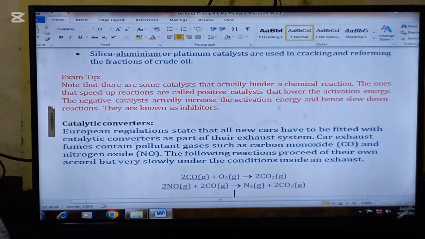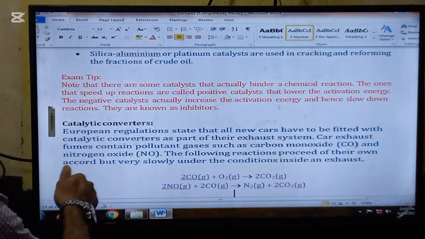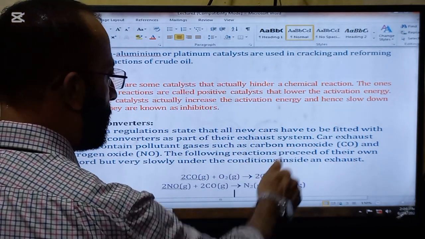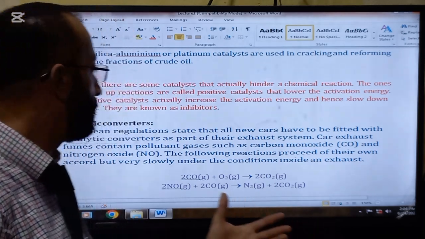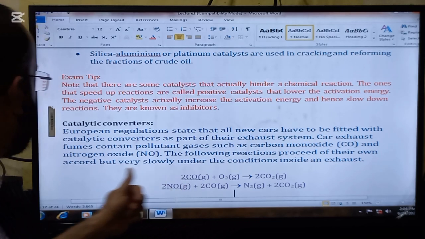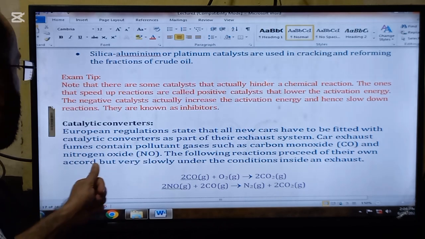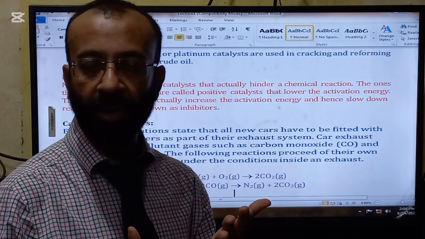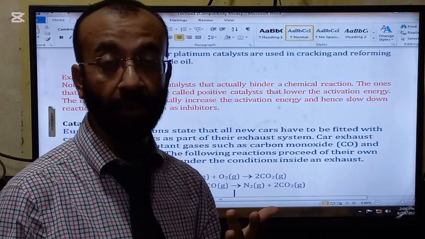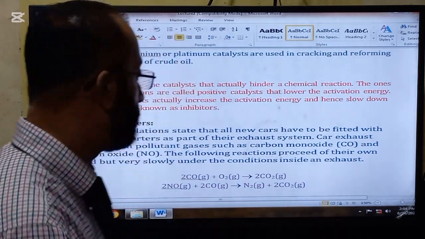Okay, next thing which we are going to read in catalysts is catalytic converters. European regulations state that all new cars have to be fitted with catalytic converters as part of their exhaust system. So this small question also has come many times in past papers. Car exhaust fumes contain pollutant gases such as carbon monoxide and nitrogen monoxide. When fuel burns in vehicles, carbon monoxide and nitrogen monoxide gases are produced, which are poisonous and dangerous for the health of living beings.